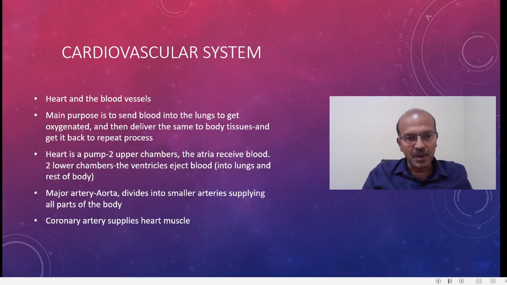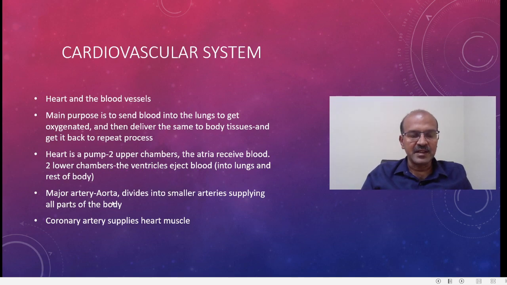So the heart is a pump. It has two upper chambers which are called the atria. They receive blood from the blood vessels coming from the rest of the body. The vena cava brings the blood into the right atrium, and then the two lower chambers, the ventricles, eject blood into the lungs and the rest of the body.